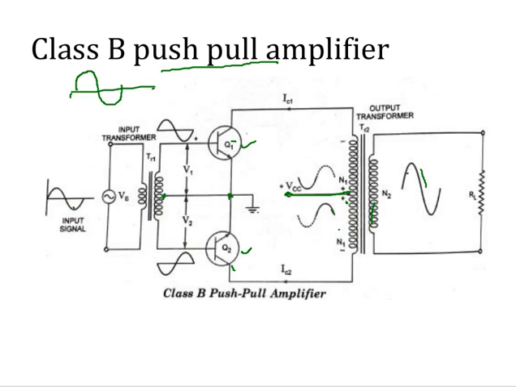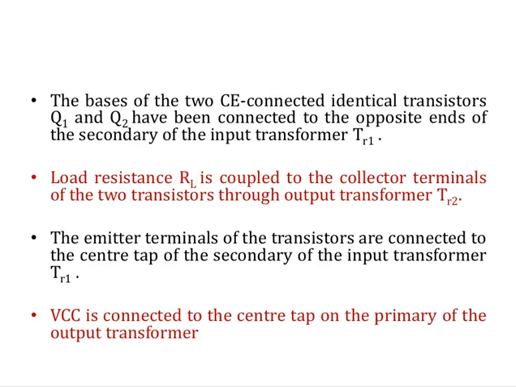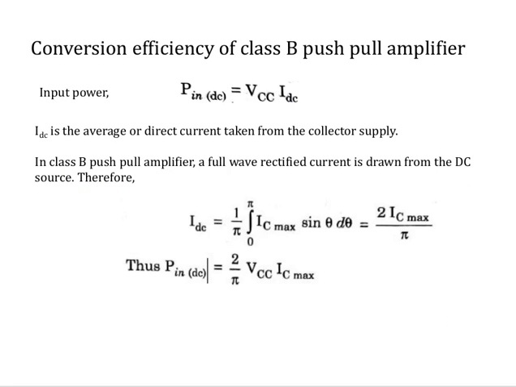So this is just explaining the connections of the circuit. Then we'll see the conversion efficiency of the class B push-pull amplifier. The input power P in DC is equal to again VCC IDC. But you see here IDC is the average of the current that is drawn from the collector supply.